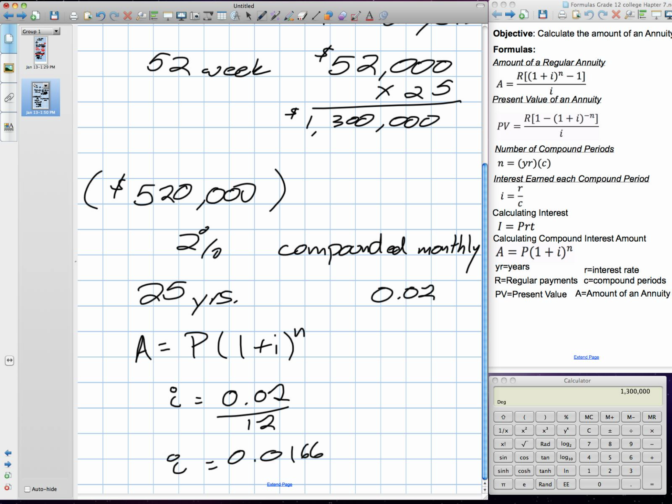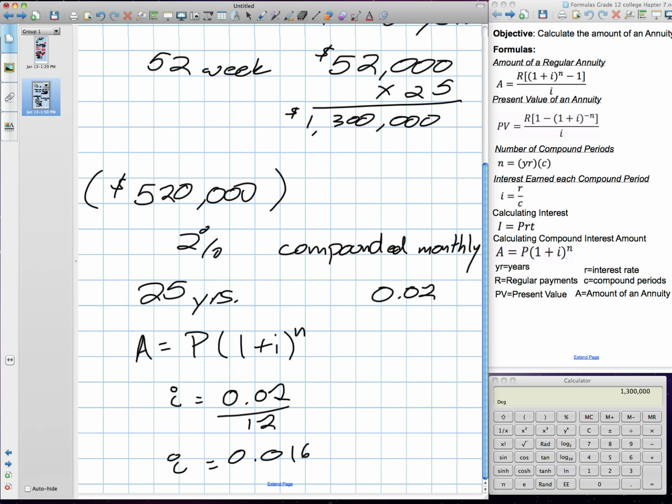Okay, 167, we're rounded to, okay? So this is the number we're working with. And again, our n is years times the compounding period. Because this is 25 years you would get this money for, and your compounding period is 12 times a year, you're looking at, is it 300? 300 times this will compound over 25 years.